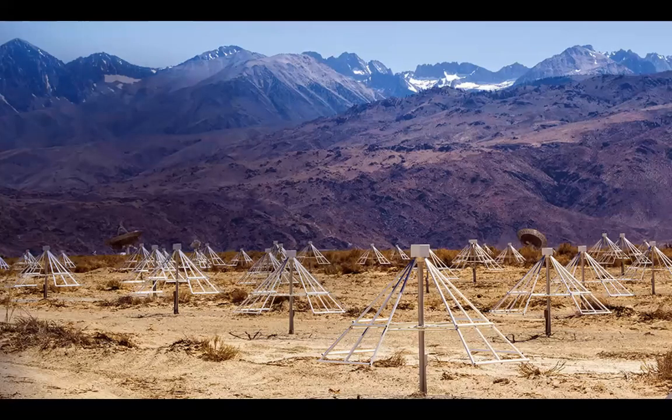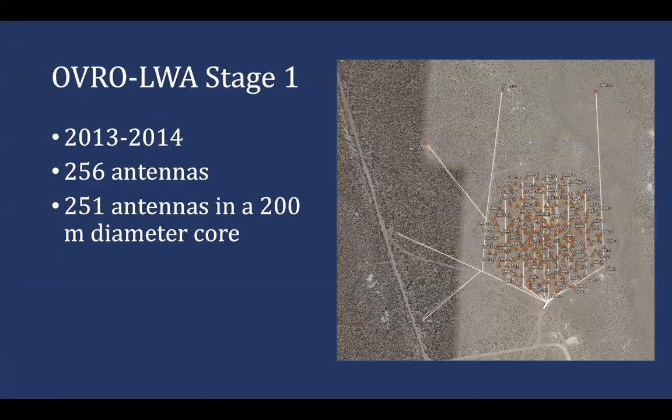So just another image of this telescope, again, just showing how many of these antennas there are. So the overall LWA was built in 3 stages. In its earliest incarnation, from 2013 to 2014, it had 256 antennas, 251 of which were in this compact core. So this is just an aerial map of the array. You see that most of them are clustered together in this 200-meter region. And then there's also 5 what we call outrigger antennas that are further away. And these are important because we need large separations between antennas to achieve good resolution in our instrument.